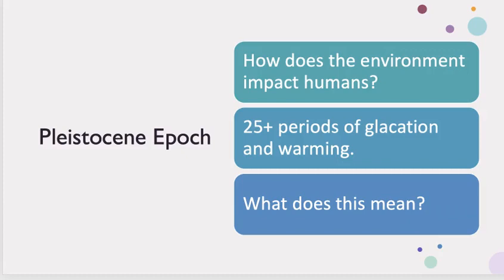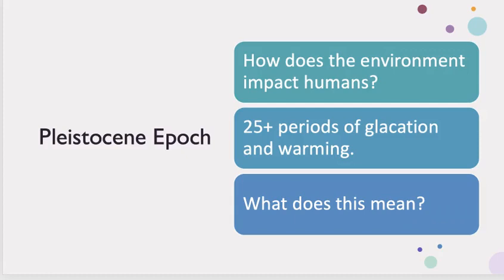The next epoch, or sort of time period of this human history that people have begun to identify, is going to be known as the Pleistocene epoch. And in this particular epoch, we can see that humans are going to start interacting more with their environment. So they're starting to make more tools, but they're also acting in response to their environment. During this time frame, you are going to have 25 plus periods of warming. And what this means is that there is actually going to be a drop in the sea level.